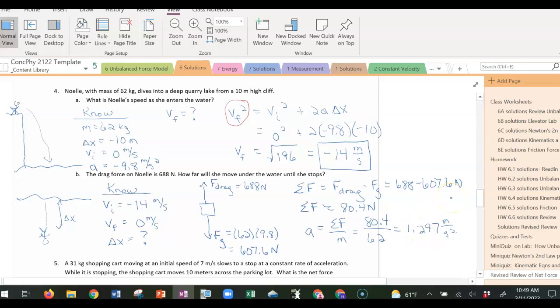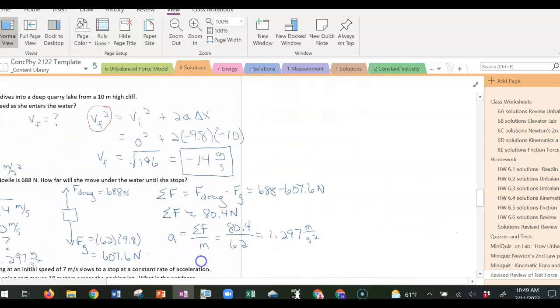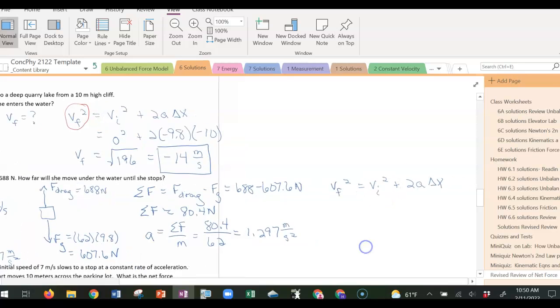Okay, now if I add that to the things that I know, I have enough information to use a kinematic equation to solve for the displacement. And so I would have to use this equation, Vf squared equals Vi squared plus 2 times the acceleration times the displacement. This time I'm solving for the displacement. Let me go ahead and shift my equation around. Displacement would be Vf squared minus Vi squared divided by 2 times the acceleration.